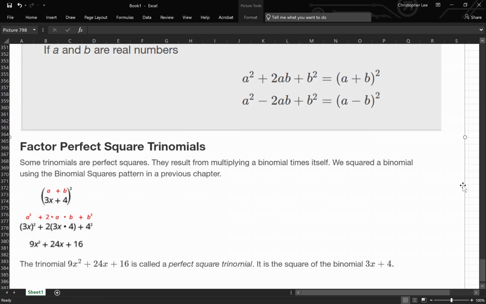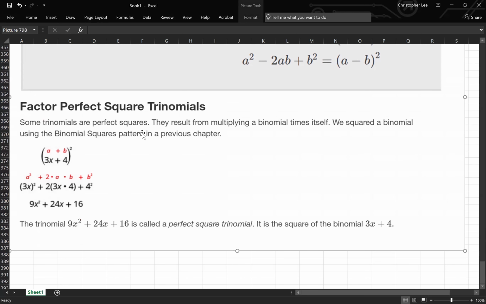So here's how to factor a perfect square trinomial. Some trinomials are perfect squares. They result from multiplying a binomial times itself. So we squared a binomial using the binomial squares pattern in the previous chapter. Remember when we had a plus b? Let's say we had 3x plus 4. If you multiply it by itself, it comes out to be what? a squared plus 2ab plus b squared. Put it all together, it's 9x squared plus 24x plus 16. The trinomial 9x squared plus 24x plus 16 is called a perfect square trinomial, and it is the square of the binomial 3x plus 4.